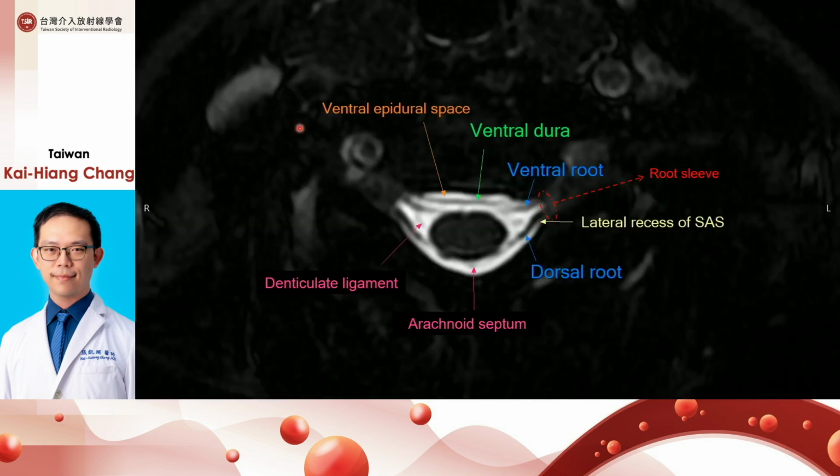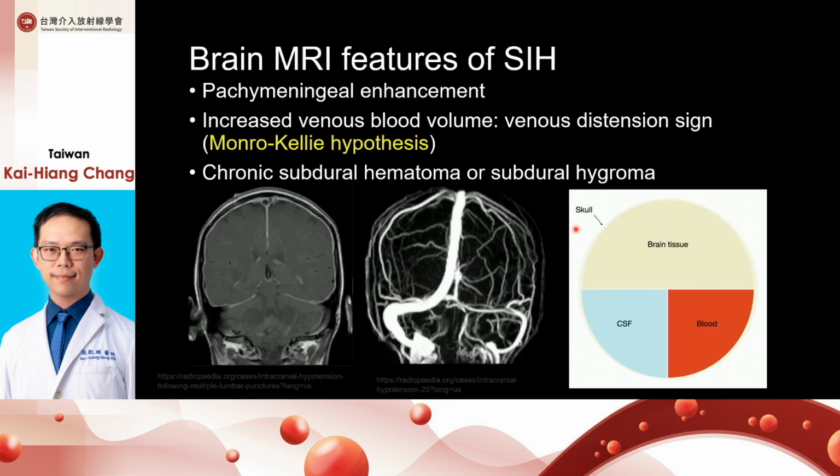Here is an image example. We can see the ventral dura is outlined by abnormal CSF collection in the ventral epidural space here. The ventral root and dorsal root meet at the lateral recess of the arachnoid space here at the root sleeve and join each other in confluence, forming an exiting root. So any CSF beyond this point is considered abnormal.